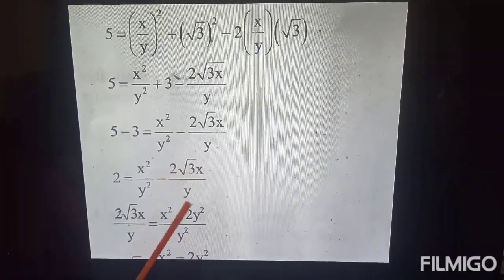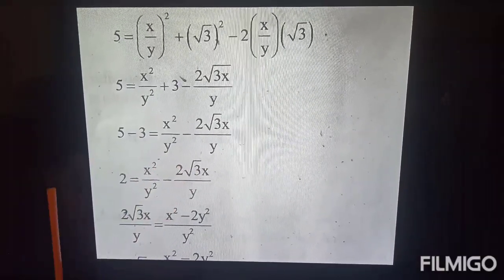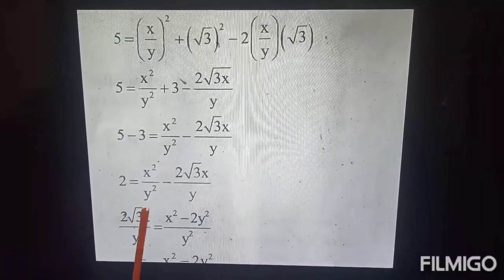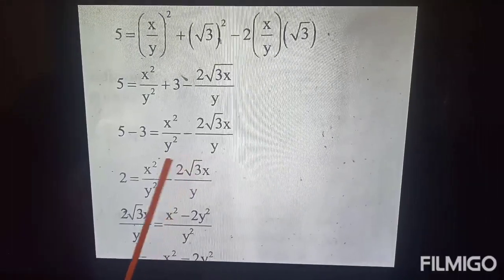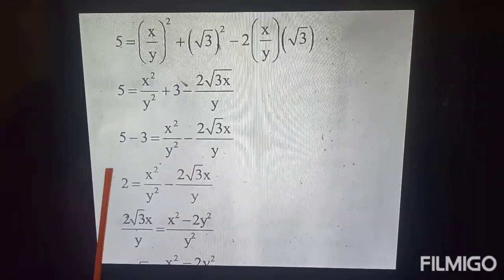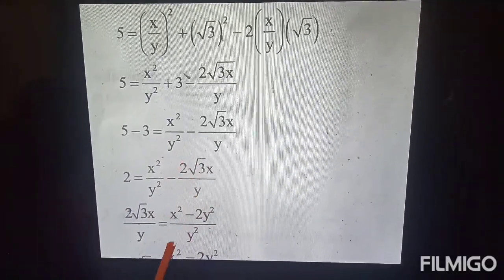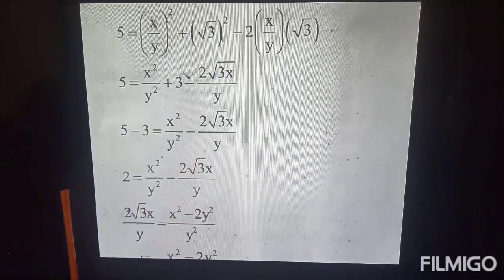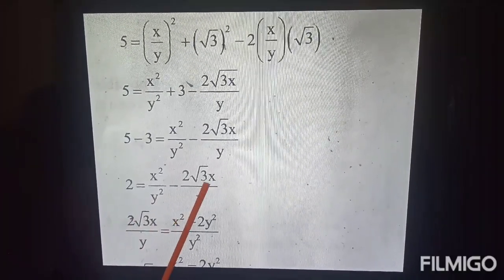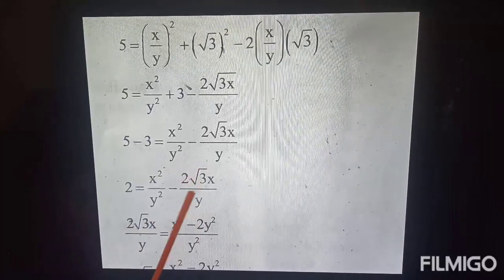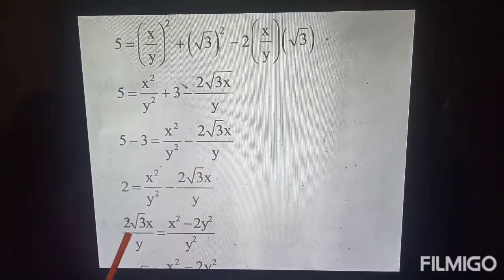From this I have to separate only the root 3 on one side. That is our intention. Here we have to show any one irrational number, the root number, on one side, and all the other rational numbers on the other side. That's why we have to separate this part to one side. Because of that intention, I have to transfer this part to the left side: 2 root 3 x divided by y. This whole part I took to one side.